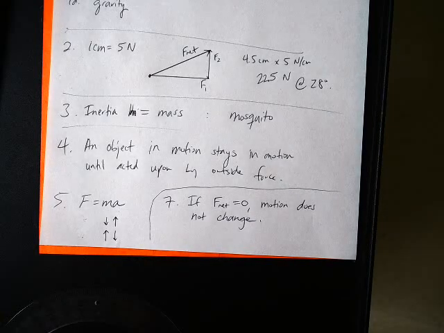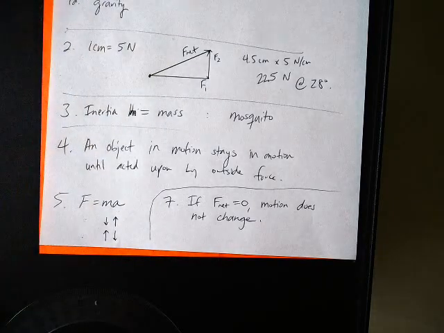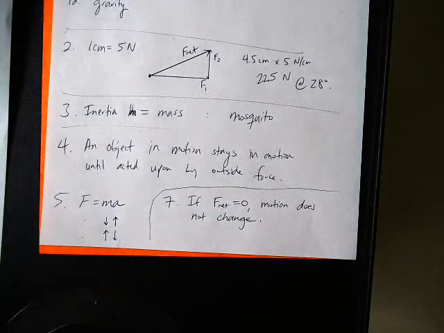So those numbers 1 through 7, that was basically what we talked about for the first 4 or 5 weeks of school or so. Next video we'll go over the next questions, which is mostly impulse and momentum and into energy. So stay tuned.